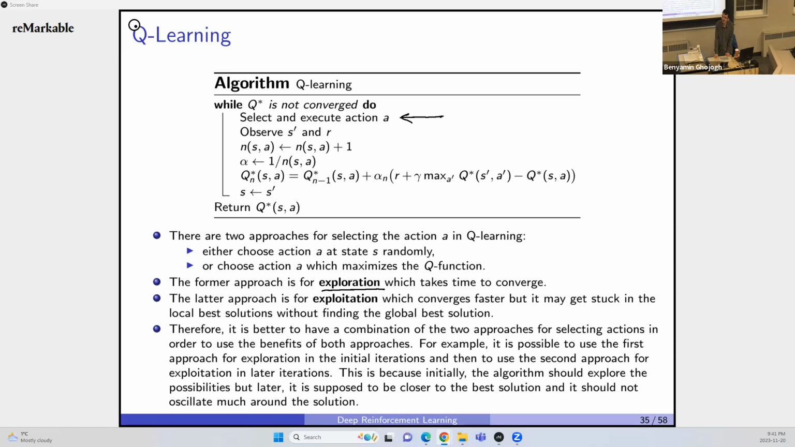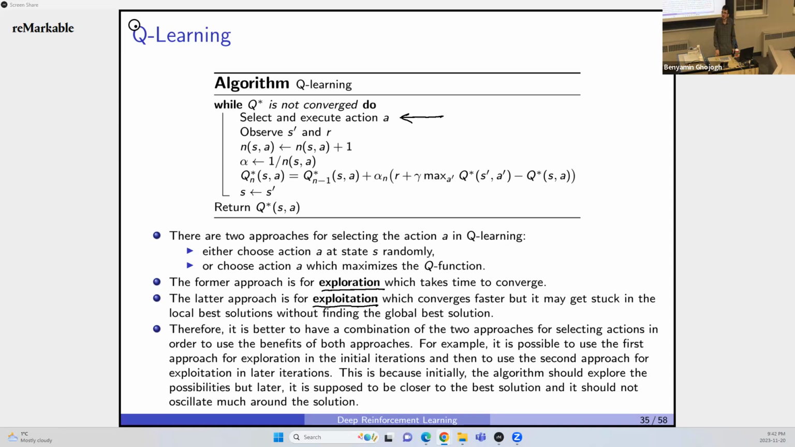If I do the best action, I have exploitation. I only do the best actions that I see in this environment. It means that I might get stuck in the local best. So there is a trade-off between exploration and exploitation. Exploration explores the whole different possibilities, but it takes time to converge. Exploitation converges fast, but it might not be the best solution.